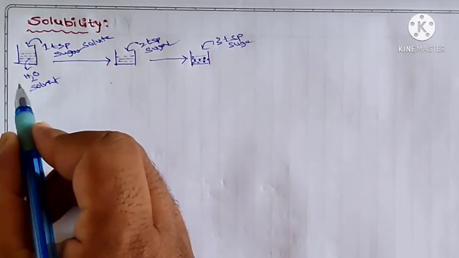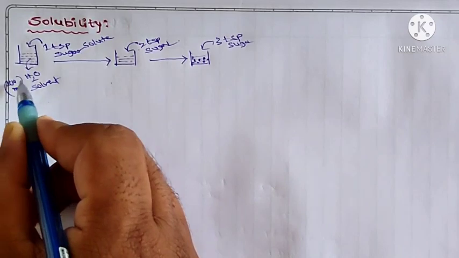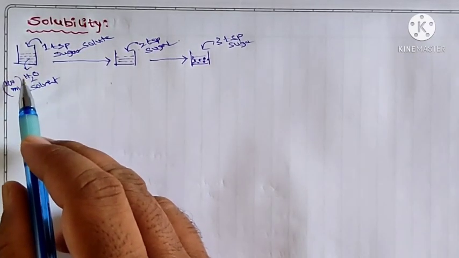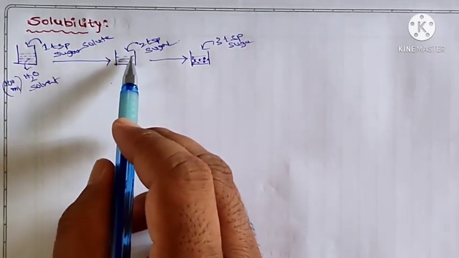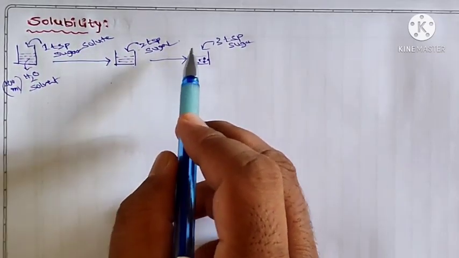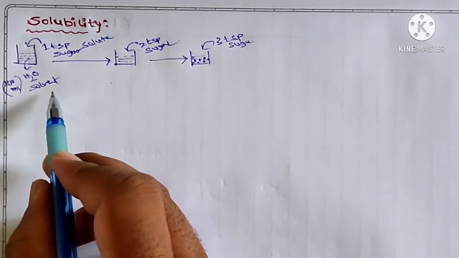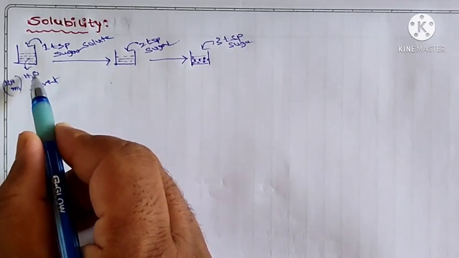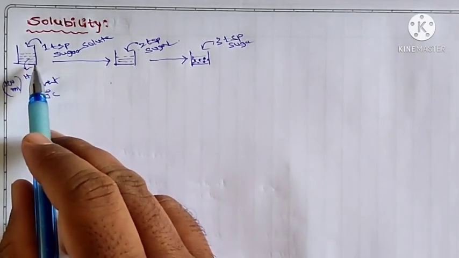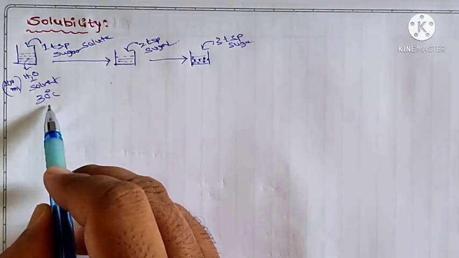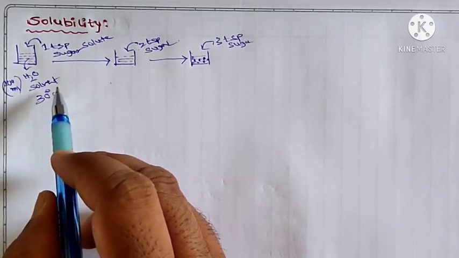So here I am taking, for example, 100 ml water. 100 ml water means 100 ml solvent. So in that 100 ml solvent, only 2 teaspoons of sugar completely dissolved. One more teaspoon does not dissolve in that water. Means here the temperature is, for example, room temperature, 30 degrees centigrade. So that beaker is at 30 degrees centigrade, and here we are taking the temperature as 30 degrees centigrade.